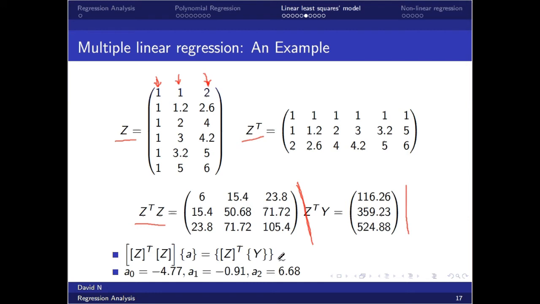Now the condition for the minima of the sum of square of the residuals, or the minima of the sum of square of errors, requires that this underlined condition be satisfied. Now applying the Z transpose Z and Z transpose Y which we have calculated over here, we are able to find a0, a1 and a2, and find them to be exactly equal to those of the multiple linear regression method. The model coefficients obtained using the multiple linear regression method agree with our findings from the linear least squares model.